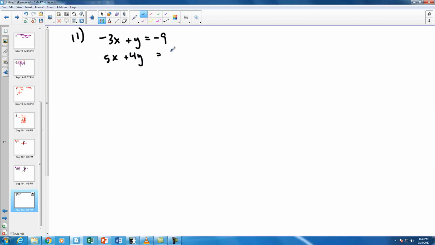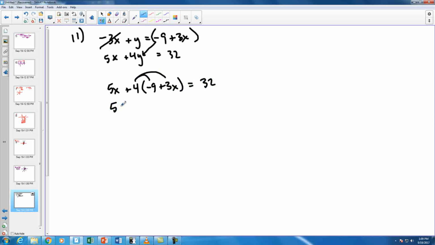equals 32. All right, so what I see here is a y that I could get alone. All I have to do is add 3x. So I'm going to add 3x, and now I have what y equals. This is called substitution. That information is going to go in the other equation for y. 5x plus 4 times negative 9 plus 3x equals 32. I now need to distribute. I get 5x minus 36 plus 12x equals 32.